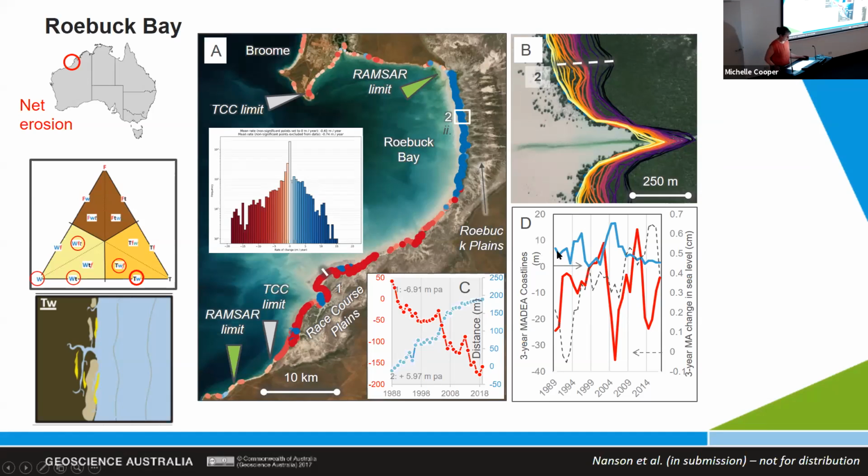So the connection between Racecourse Plains and the Roebuck Bay embayment is evident in this plot, where we've got a 3-year moving average of movements at these two contrasting transects. You can see here where you get pronounced episodes of erosion. On the open coast, you get pronounced episodes of progradation.